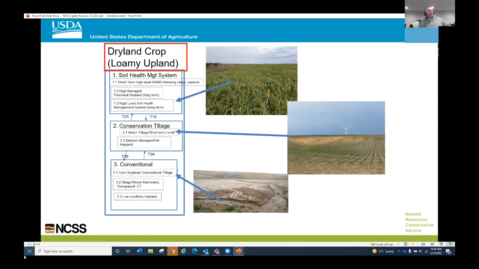In this example, I have three different management options, if you will. One with the soil health management system, the second with more of a conservation tillage system, and the last one with a conventional system. And we can simply apply the common management that's used on these using the modal concept for this site. In this example, I'm using a cropland state and different management options within it.